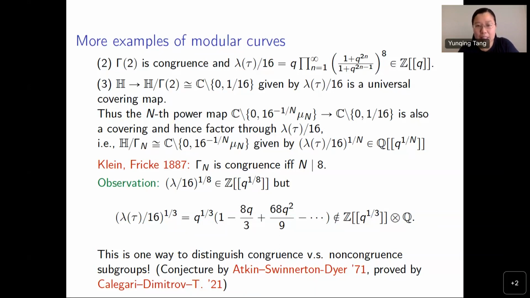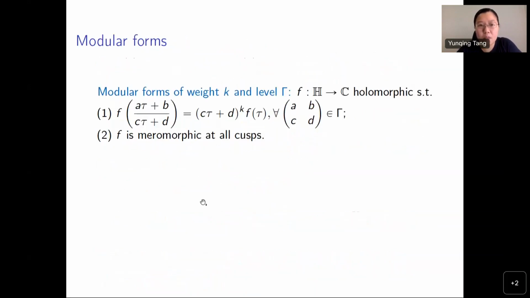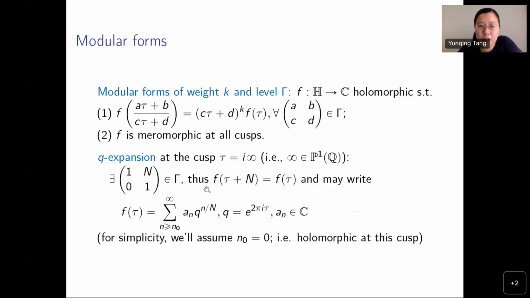So this is a vague statement, and now I would like to give the precise statement of the theorem. In this talk, by a modular form of weight k and level gamma, we mean it has this transformation law with respect to gamma, but we allow it to be meromorphic at all the cusps. And for the q-expansion, we can always pick a cusp, and in the end of the day, it doesn't matter which cusp we pick. The whole statement will still hold true, but for simplicity in this talk, we'll just pick the cusp i infinity, and then we can write the modular form in terms of its q-expansion. Also for simplicity, we'll assume that it's holomorphic at this cusp.